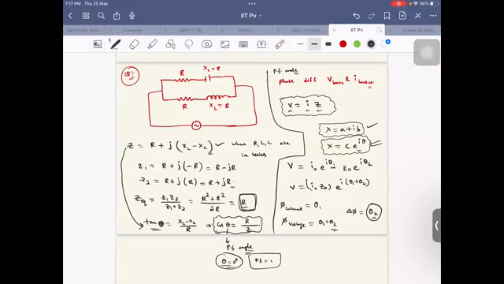Yes, sir. So would you repeat how the last step tan theta is equals to XL minus XC?